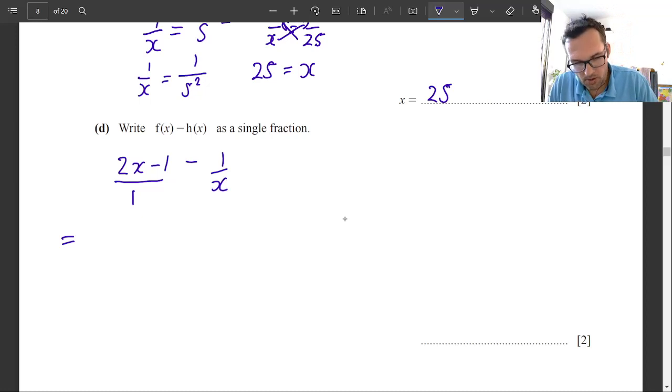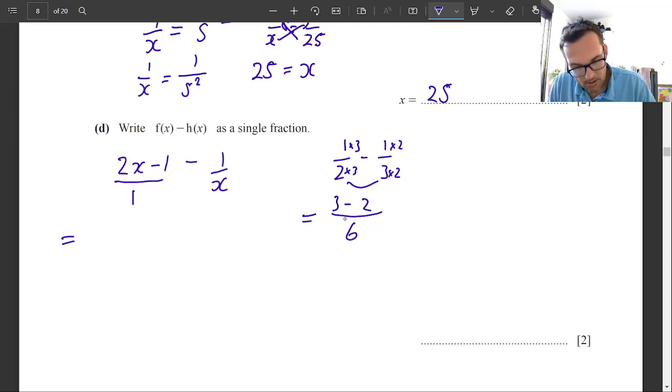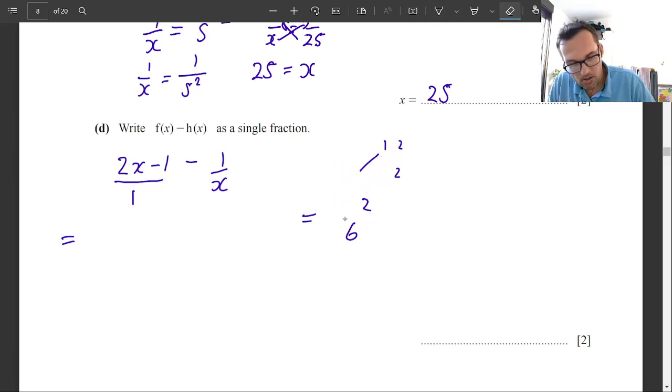Let me do a quick example. Let's say we've got a half minus a third. First thing we're going to do is multiply the denominators together. 2 times 3 gives us a common denominator of 6. Because I multiplied this 2 by 3, I need to multiply the top by 3, so that will be 3. And because I multiplied this 3 by 2 to make it 6, I need to multiply that top by 2, which gives us 2. So basically, we multiply the two bottoms, then multiply there by 3, and there by 2. So let's do the same here.